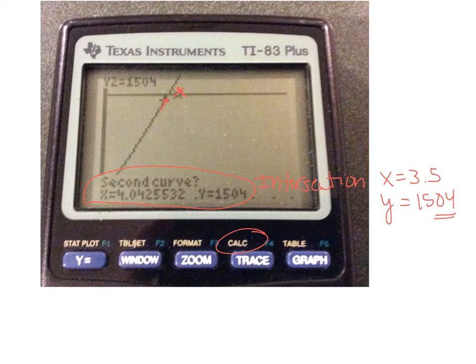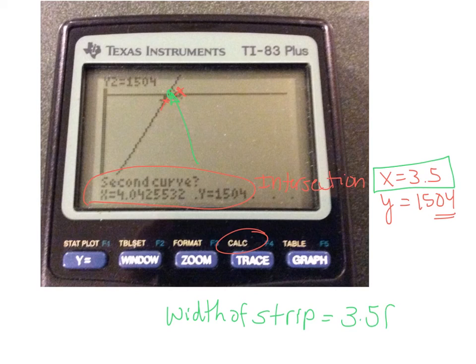Okay, now that has to be the intersection because that point right there where these two lines intersect has to be on the y equals 1504 line. That's what we set it as. But this is the solution for x. And so the answer is that the width of the border, or the terraced strip, is equal to 3.5 feet. And that's using the intersection tool.